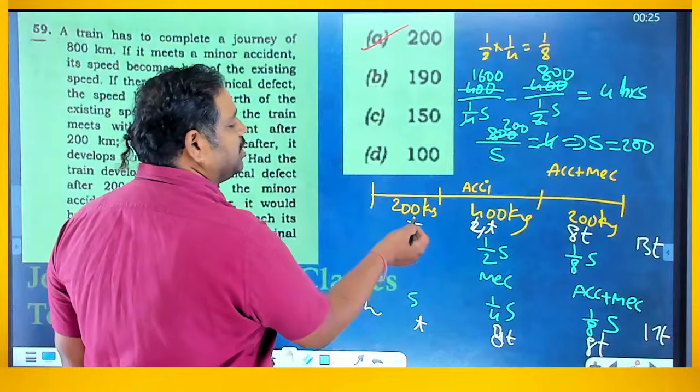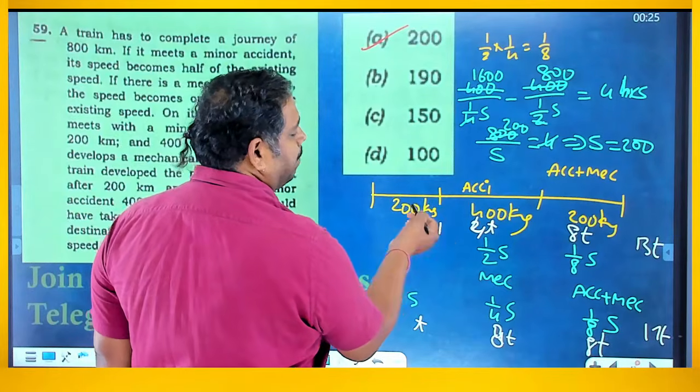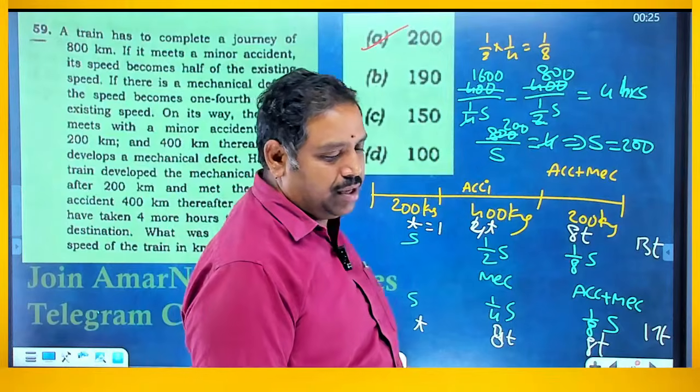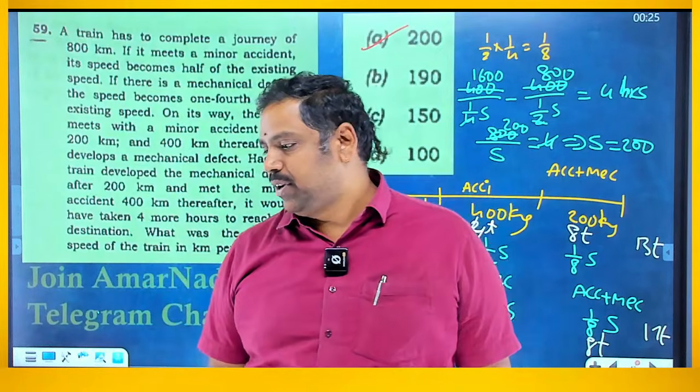T is 1 hour means 200 kilometers, time is 1 hour. So the speed is 200 by 1, 200 kilometers per hour. That is the answer. Understand, all of you? Like this also we can say.